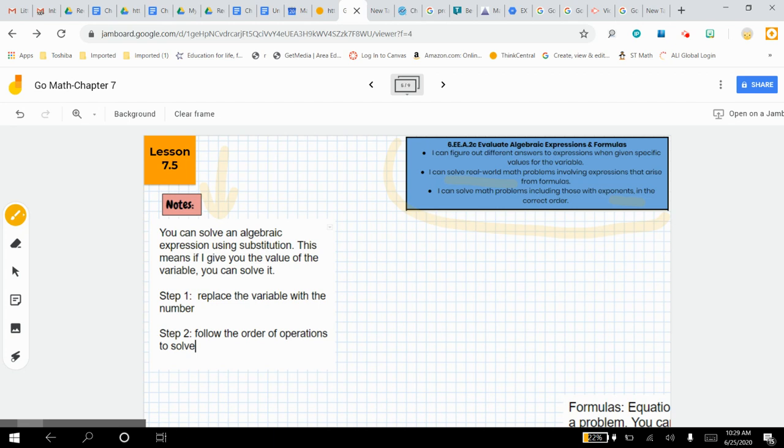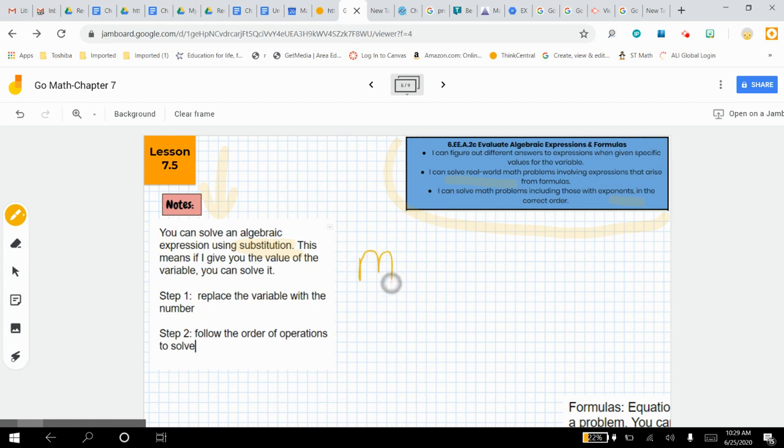It says you can solve an algebraic expression using this word here, substitution. This means if I give you the value of a variable, you can solve it. Okay, so I'm going to give you an example here. All right, so we're going to take something quite simple like m plus 2m plus 3.